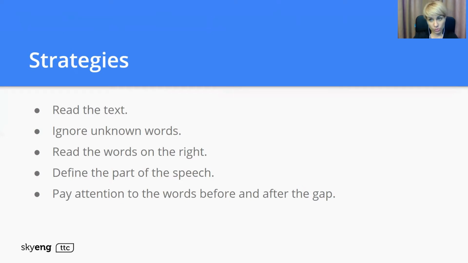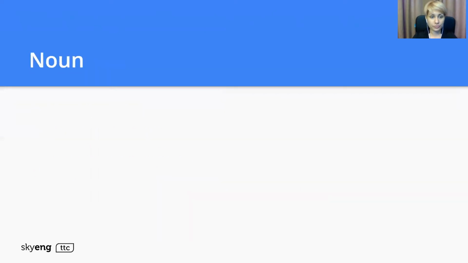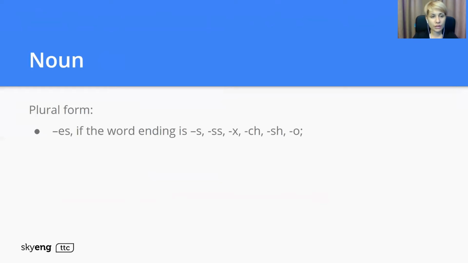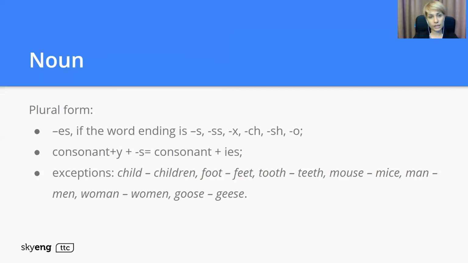and we pay attention to the words before and after the gap, and that's it. And then we need to work according to the part of speech. It means that if we have a noun, we talk about its plural form, remembering about the S ending, about consonant plus Y, how it behaves, right? That Y is changed to I. And we teach them exceptions. The students must know these things about nouns.